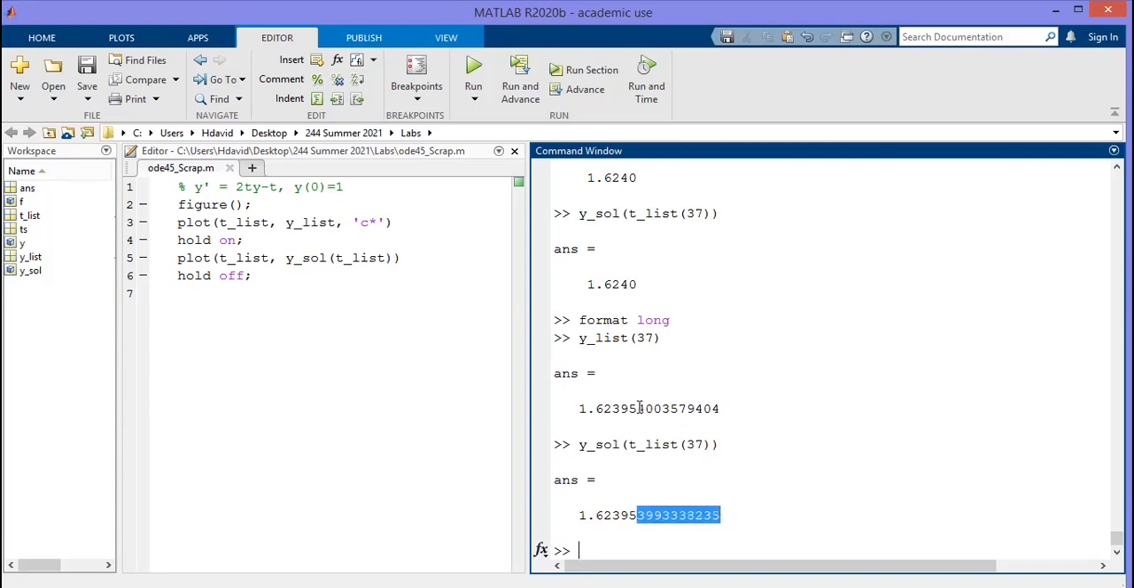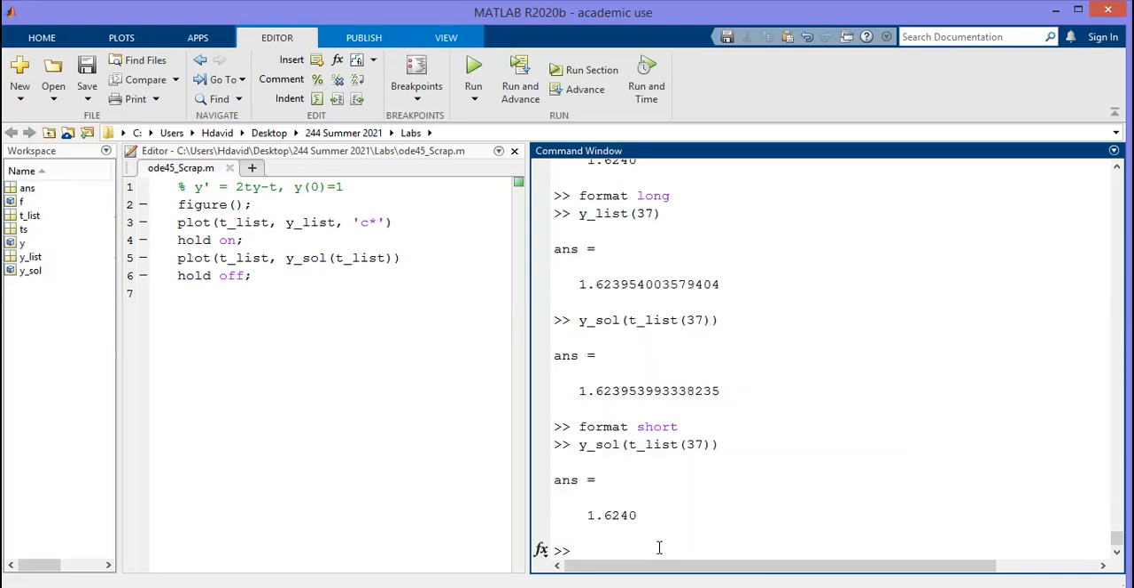So from the picture, we were able to zoom in because it's a nice plot, but here you can actually see the numbers. And let's go back to normal format, so whenever I run one of these numbers, they're short again. Now the absolute value of the error: this is going to be y-list of 37 minus y-sol of t-list of 37. This is the absolute error.